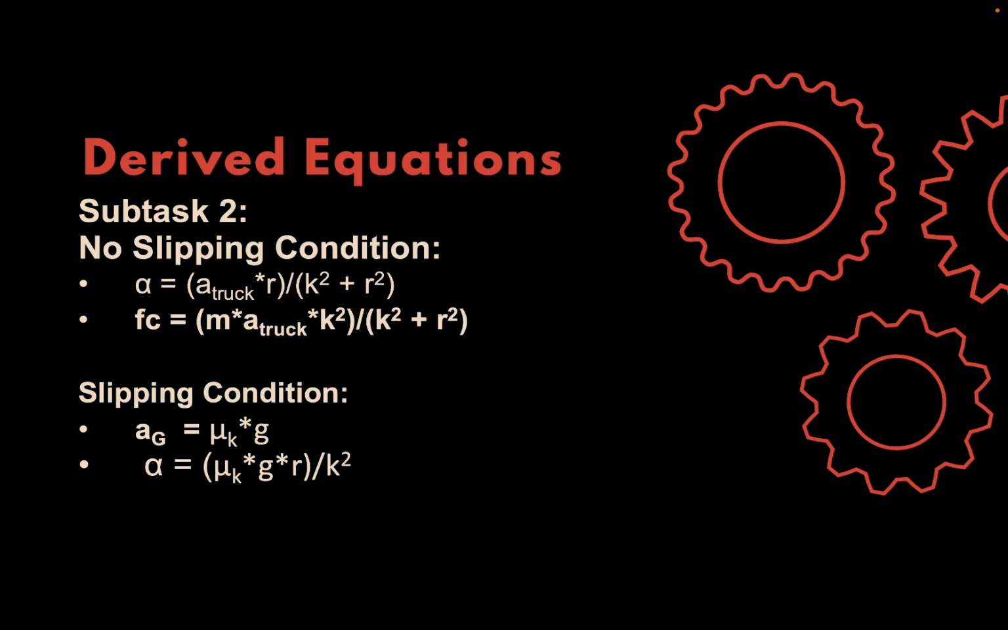For subtask 2, we need to create the equations for unknown parameters depending on the known parameters. So for the no slipping condition, we have the equations of angular acceleration and friction force depending on known parameters. For the slipping condition, we also have the equations for the acceleration at the core and angular acceleration depending on known parameters.